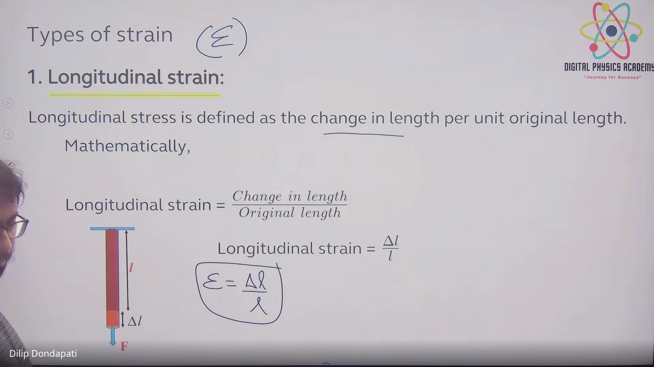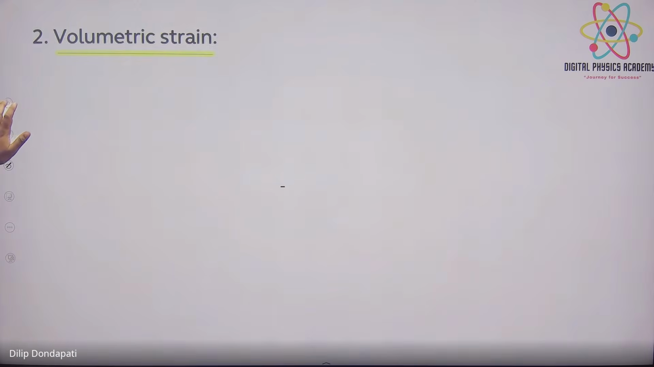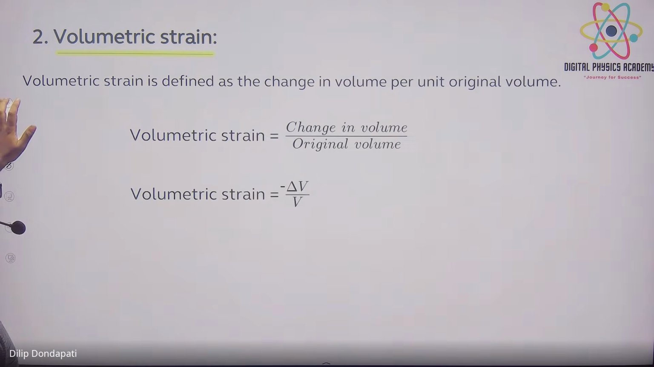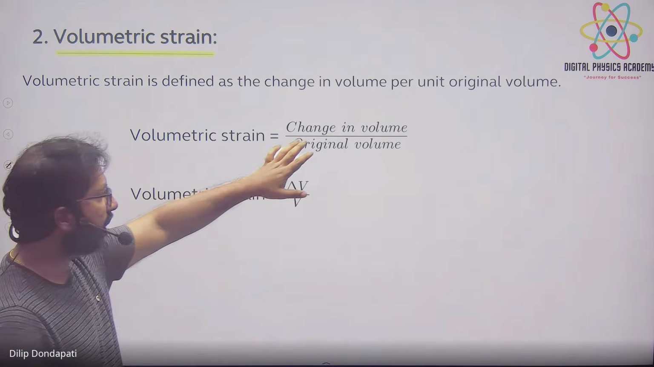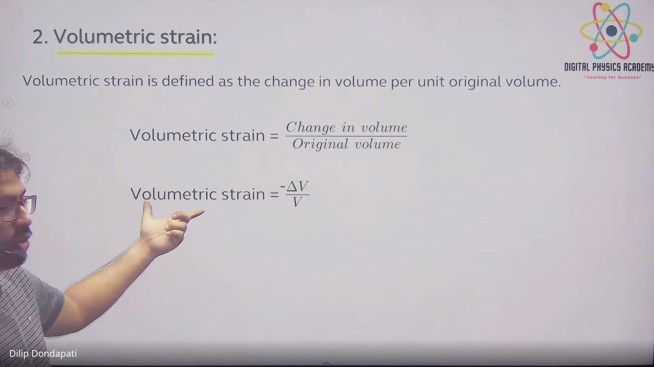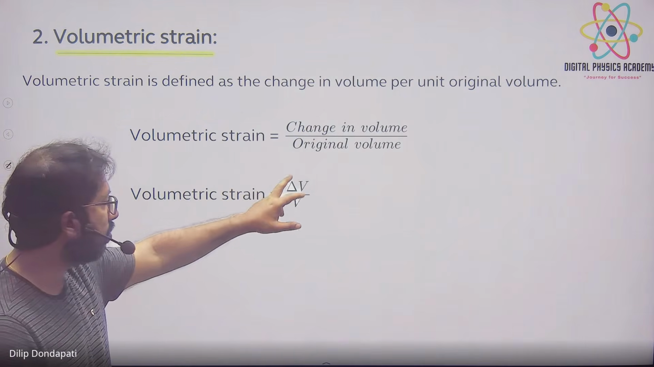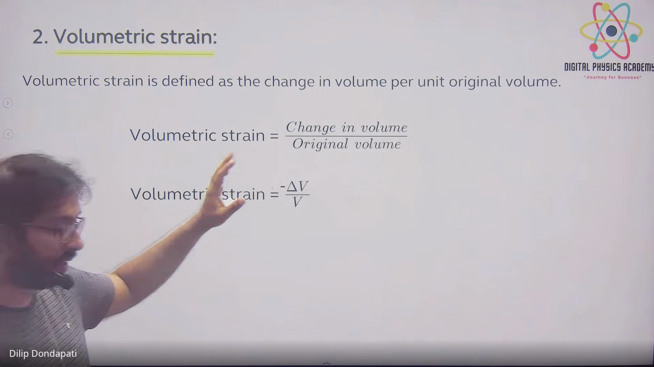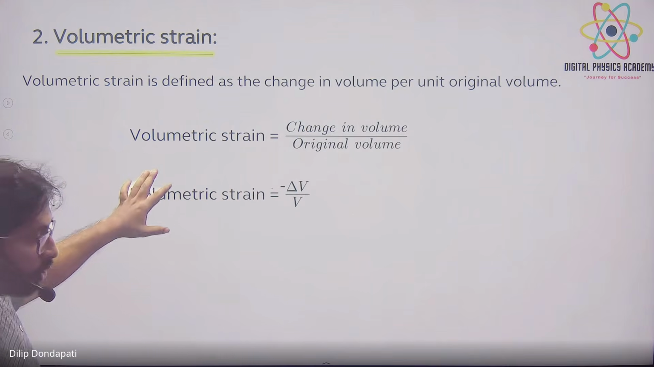Done ना? Yes. Next one is volumetric strain. Volumetric strain क्या है? It is defined as change in volume by original volume. And a volumetric strain should be positive, है ना? Change in volume will be negative. Minus of minus will be plus, इसलिए minus लगाया. Minus क्यों लगाया? Because strain should be positive in this, right?